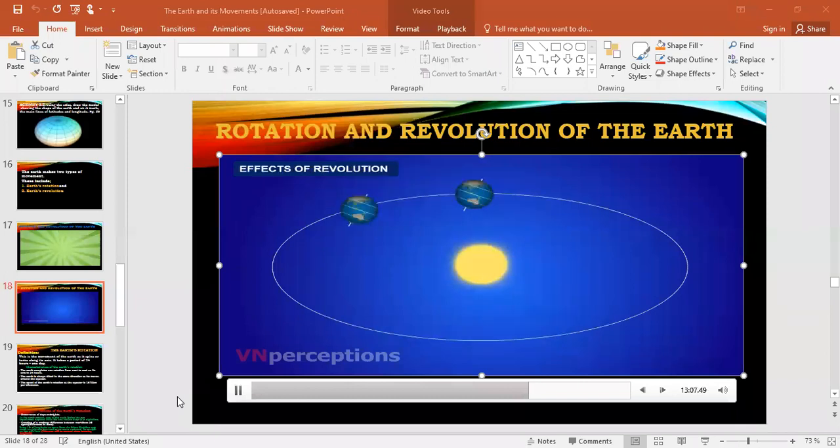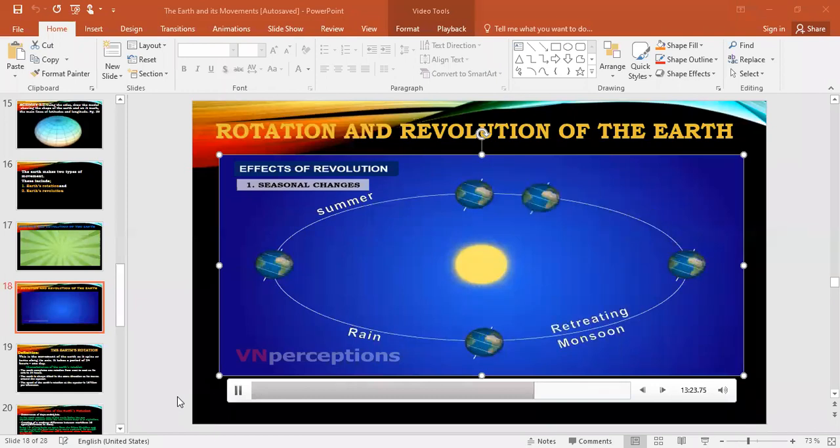Let us learn the effects of revolution of the earth. The first effect is the seasonal changes. Because of the revolution of the earth, we have in the first phase summer, in the second phase rains, in the third phase retreating monsoon, and in the fourth phase winter. Now how does this happen?